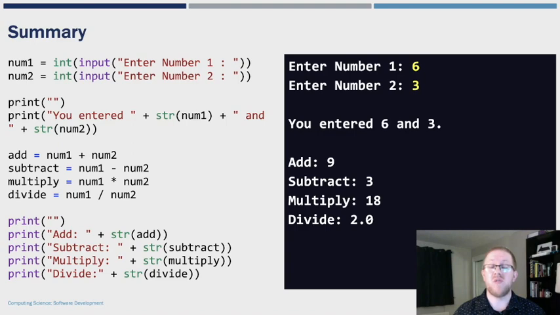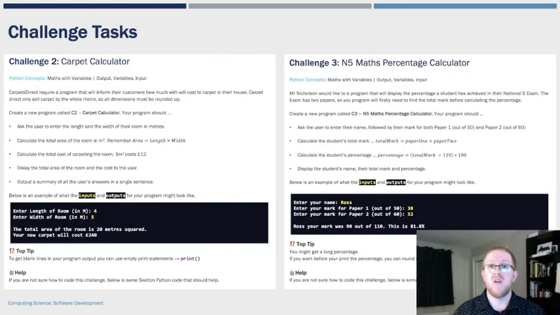Now that you've got to grips with how to use maths with variables, there are 2 challenge tasks that I would like you to complete. Challenge 2 is creating a carpet calculator, and challenge 3 is creating a Nat5 math percentage calculator for Mr. Nicholson. You'll find full details for both these challenges in the PDF.